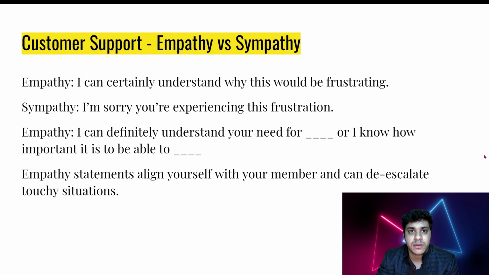And the final thing about customer support is the difference between empathy and sympathy. Just check out some of these examples in the wording. An empathetic statement can be something like, when someone reaches out, I can certainly understand why this would be frustrating. Because you're literally stepping into that person's shoes, understanding why this issue happened and how you would feel if that issue happened to you yourself.